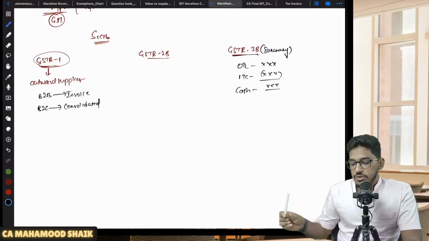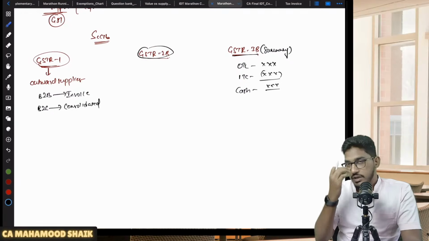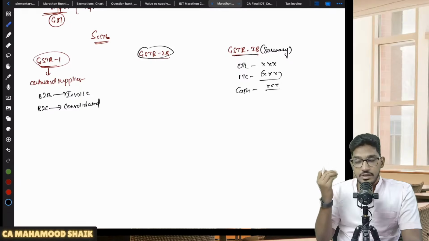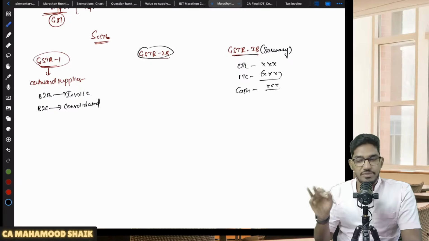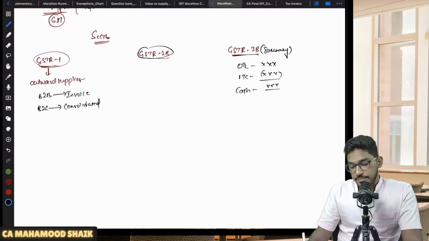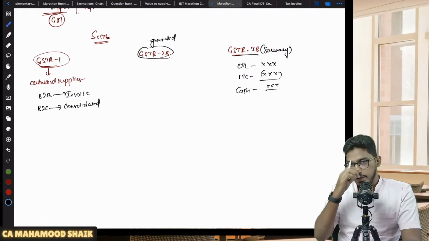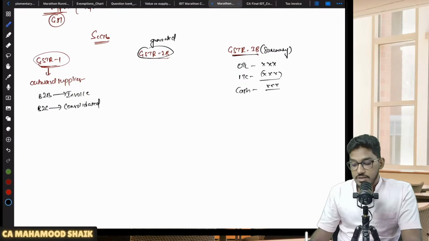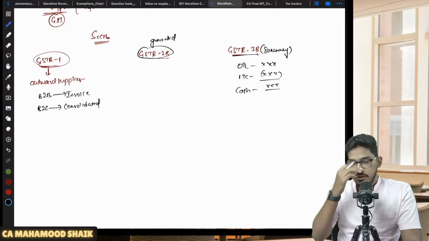Now in between, one more statement is there, which is called GSTR2B. GSTR2B is not a return where you are required to do anything. You are not required to file this. It is an auto-generated statement. It will be generated automatically. Now what will be shown in this GSTR2B is whatever purchases you have made from other registered persons.